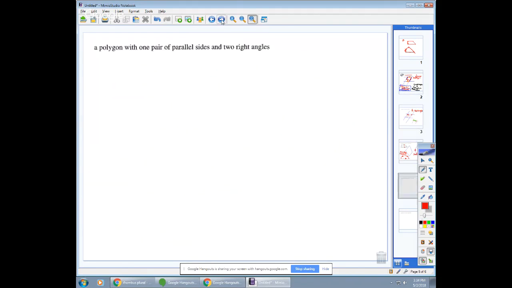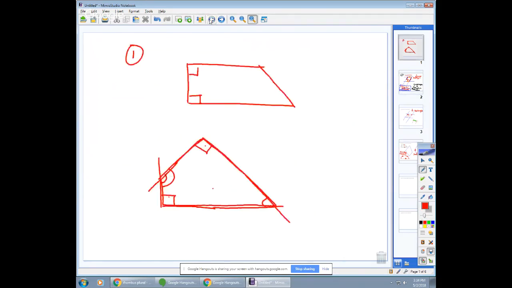Okay, so where are we? A polygon with 1 pair of parallel sides and 2 right angles. I know what you just drew up there with the trapezoid. Yeah, that would fit it, wouldn't it? So there's one possibility. Now it said polygon though, which doesn't have to be a quadrilateral. It could have more sides. Okay, so what other options are there?